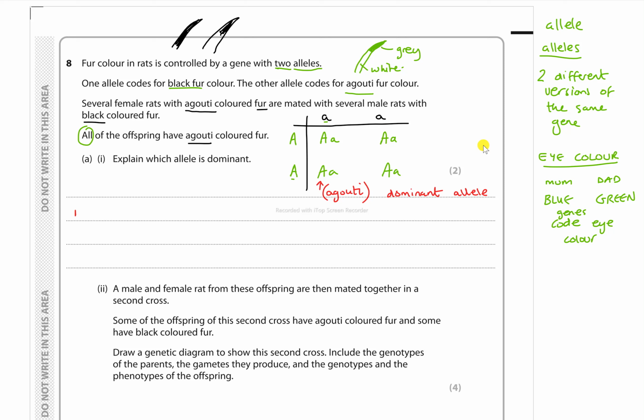Explain which allele is dominant. Right. The agouti allele is dominant. Why? Because all offspring are agouti colored. Right, okay.